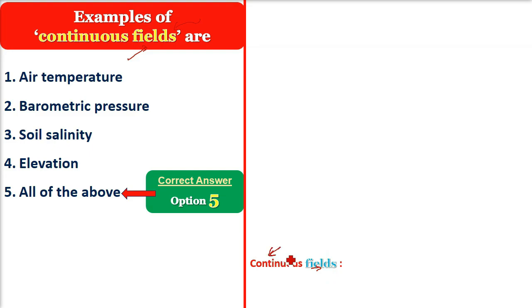So fields can be continuous, they can be discrete also, but the first thing is it has to be naturally occurring. The second thing, it has to give you a value at every location. So it's a continuous domain.